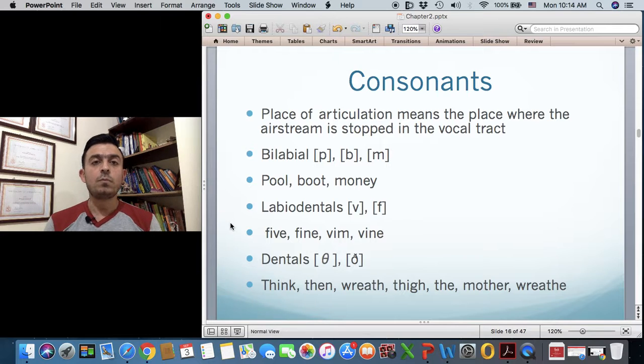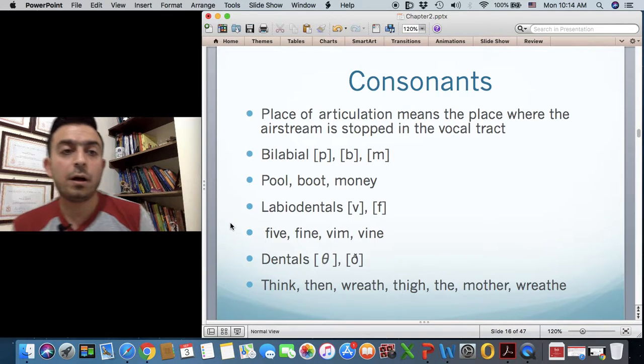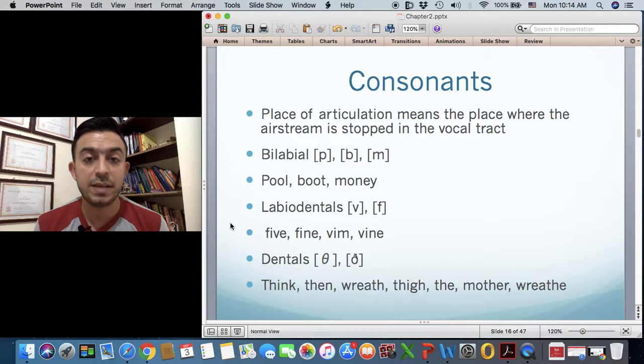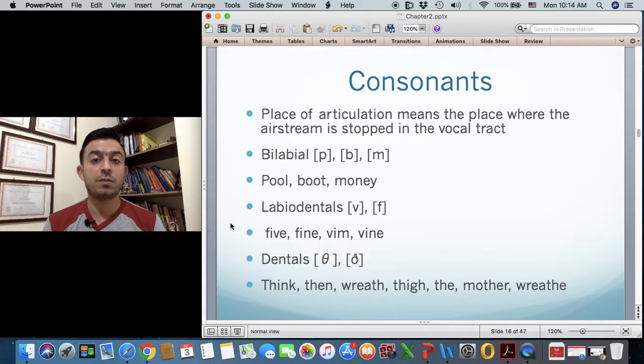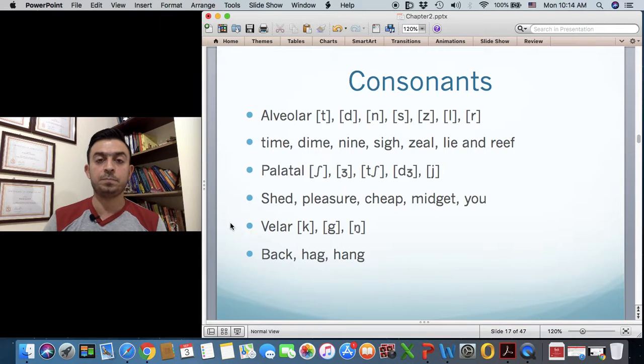Labiodentals, that's when we use the teeth, the dents, right? The teeth and the lips. So when we say the sound f, v, the only difference is the voicing. When it's voiceless, it's f. When it's voiced, it's v. Otherwise, they're the same place, the same manner. We have the dentals, like the th. Basically, we put the tongue between the teeth. That's why we call them dental sounds, because we use the teeth to make them.